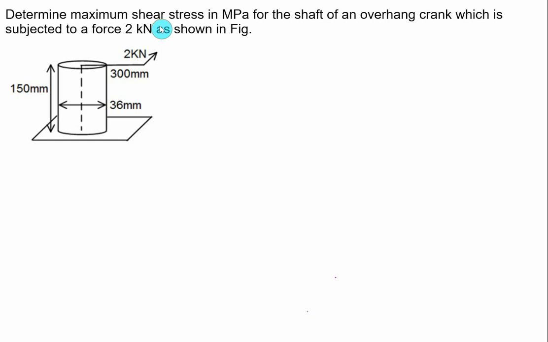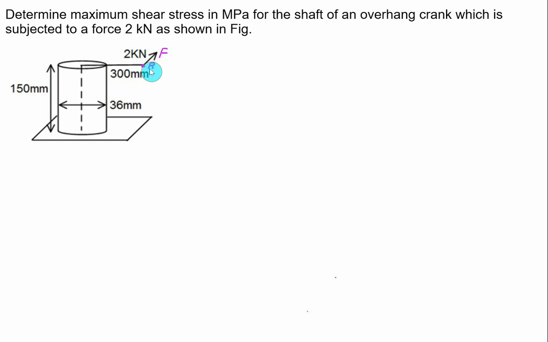Determine the maximum shear stress in megapascal for the shaft of an overhang crank which is subjected to a force of 2 kN as shown in the figure. So we have here a circular element of diameter equal to 36 and height equal to 150. On the top surface we have the overhang crank. The force is equal to 2 kN and is acting at point B.